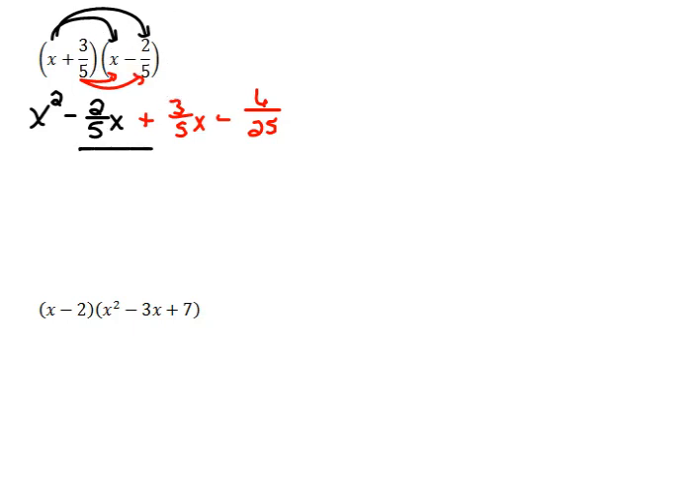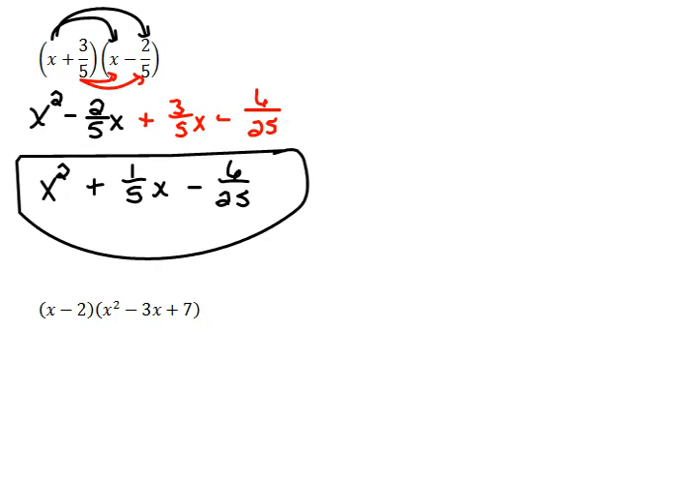Now here again, we have some terms that we can combine. So when we simplify this, it'll be x squared, then minus 2/5 plus 3/5 is plus 1/5 x. They already have common denominators, so we just have to work with the numerators. And then minus 6/25. We can't combine anything else, so this is our final answer.